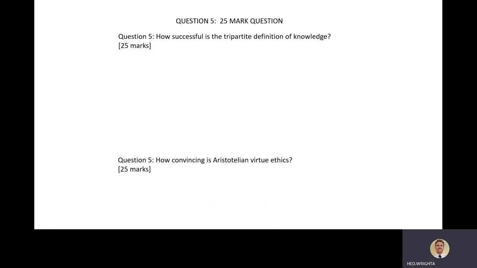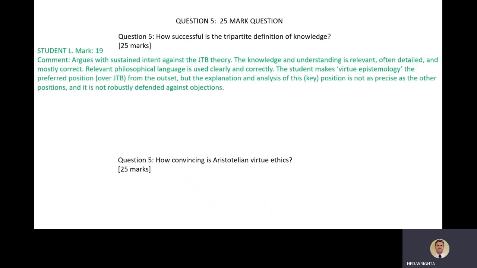Okay, so hopefully you've read the answers, and let's look at the different marks these students got. Student L got 19 out of 25, so a very, very good answer. It argues with sustained intent against the JTB theory. The knowledge and understanding is relevant, often detailed, and mostly correct. Relevant philosophical language is used clearly and correctly. The student makes virtue epistemology the preferred position over JTB from the outset, but the explanation and analysis of this key position is not as precise as the other positions, and it is not robustly defended against objections.